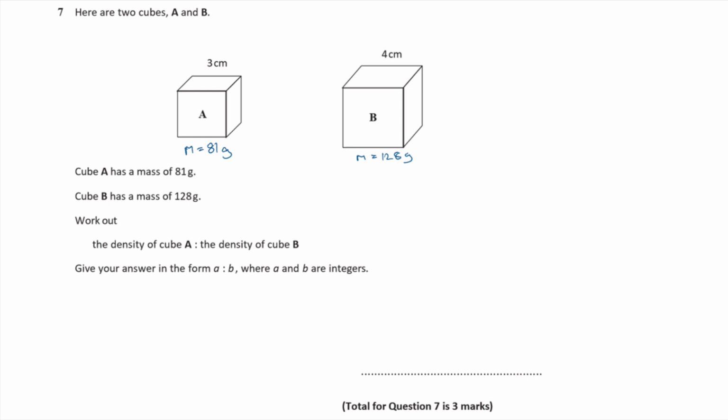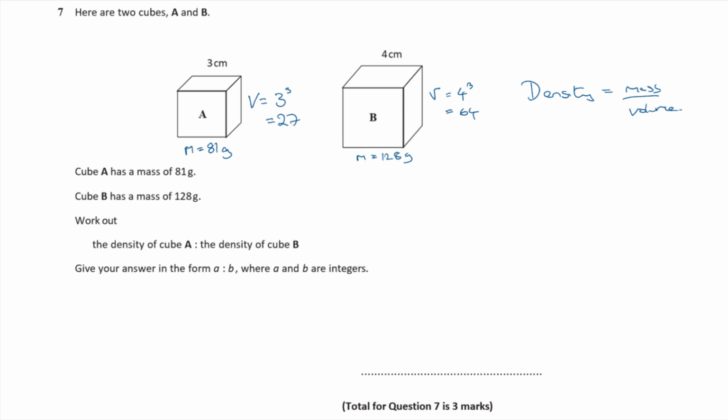Okay, now I know that density is equal to mass divided by volume, isn't it? And I know the mass because I've been given that for both, but I don't yet know the volume, but I can easily work it out because it's just a cube, isn't it? So the volume of this one is just going to be 3 by 3 by 3, or 3 cubed, and 3 cubed is 27. And then the volume of this one is going to be 4 times 4 times 4, or 4 cubed, which is 64, isn't it?